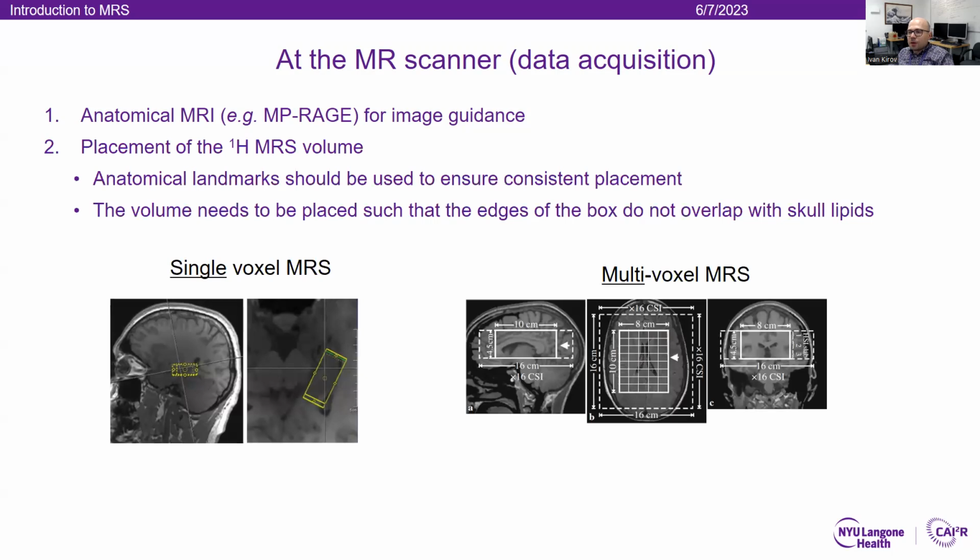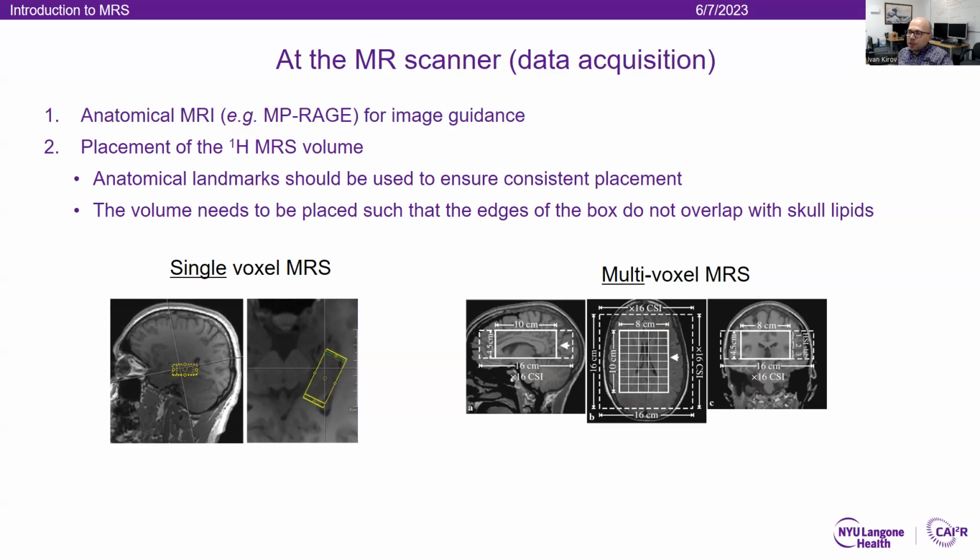Here is an example. You see the sagittal view of the brain both in the single voxel and the multivoxel example. You can see the placements of single and multivoxel volumes. These placements are made using anatomical landmarks. For example, here in the single voxel MRS picture, the voxel is placed on the hippocampus. So within subjects, it's very important to place the voxel at the exact same place to ensure that you're getting signal from the exact same place from every subject.